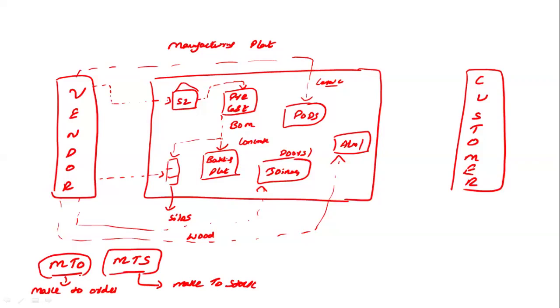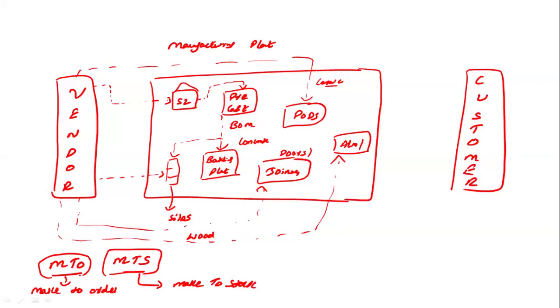Because when I say make to stock, you will keep on manufacturing the material and you will keep on storing it in the stock. When I say make to order, you will start manufacturing that material only when the customer order comes. Okay, when the customer order comes, only then you will manufacture those and send to the customer. That is make to order. That is very important. Make to order is nothing but when the customer order comes, only then you will manufacture the material and send to the customers.